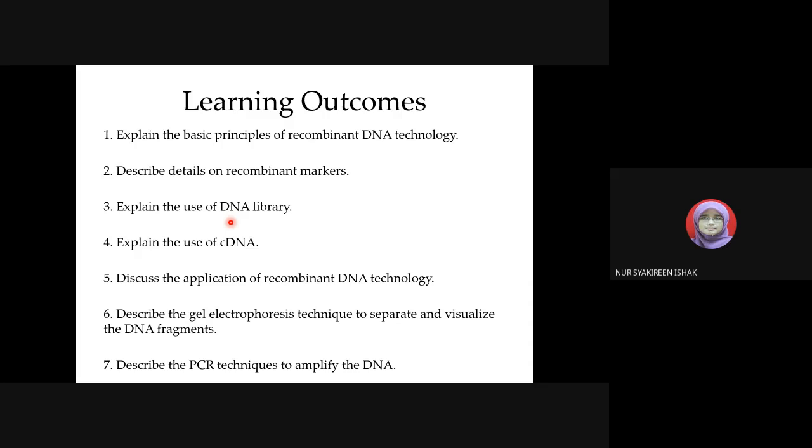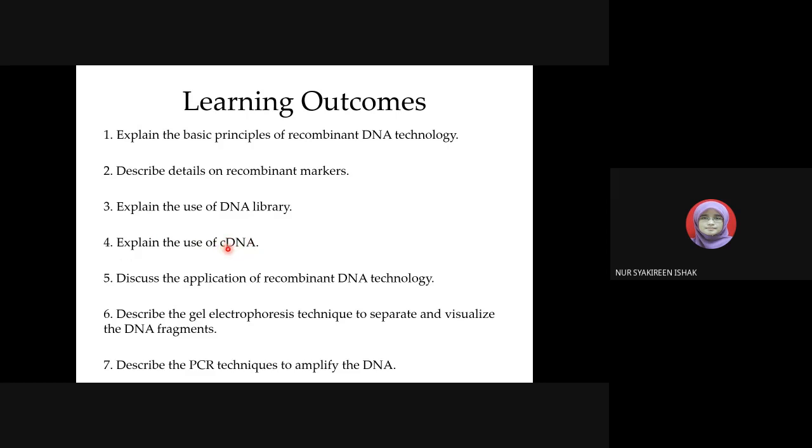So what is cDNA? cDNA will only have the coding sequence. So information from cDNA is more reliable, because it has all the coding sequence only. Okay, it has the exact gene that can produce a certain protein product for that gene. So explain the use of cDNA.